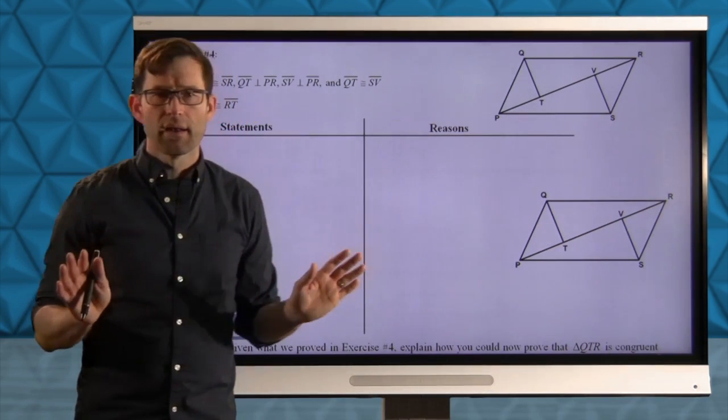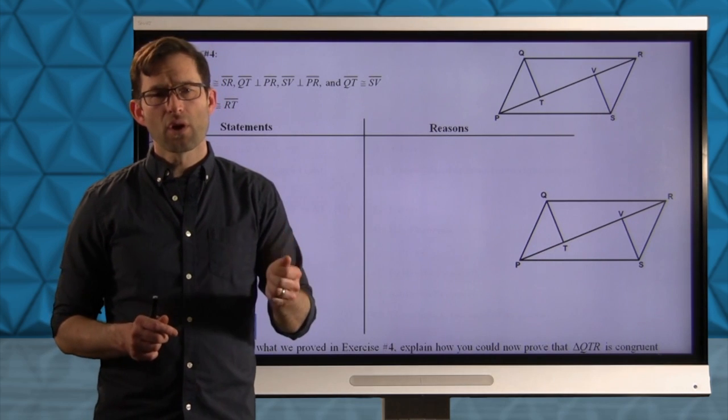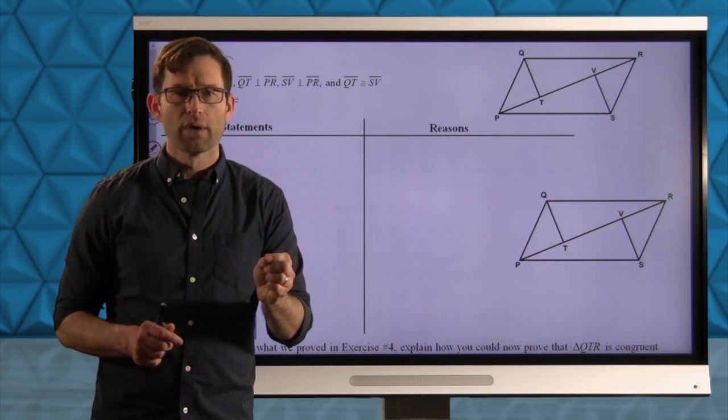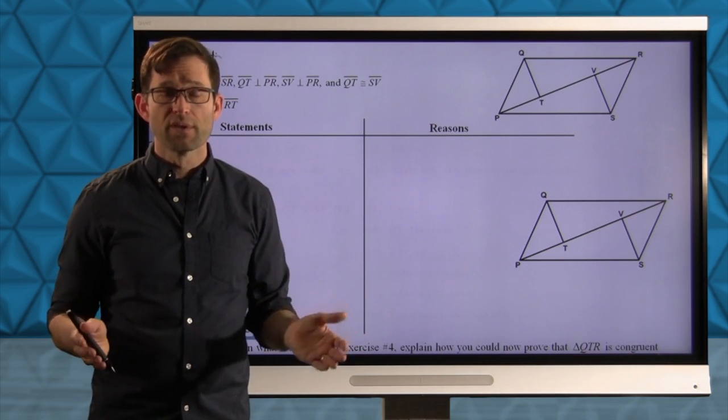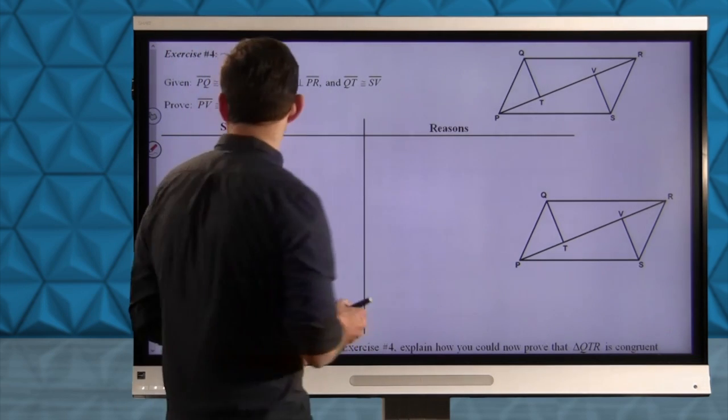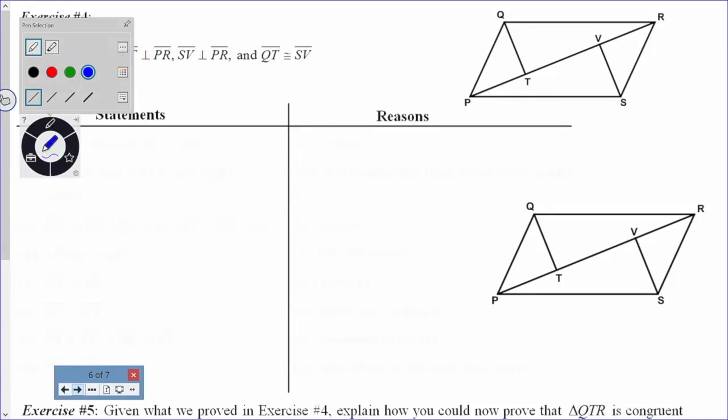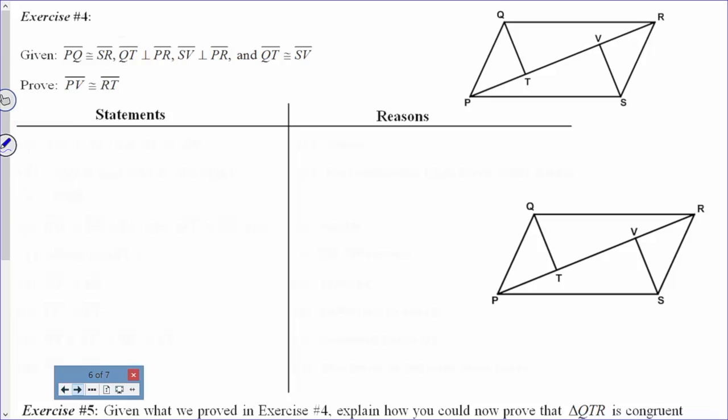Now, again, it's your choice. Either start with what you're trying to prove and really understand what you're trying to prove, not how to prove it, just what you're trying to prove, or start by marking up the givens. I'm going to start by marking up those givens. I'm going to do that again in blue, so let's get rid of that. We're told that PQ is congruent to SR, so this is congruent to that. We're told that QT is perpendicular to PR. That means that this is a right angle and this is a right angle. That SV is perpendicular to PR, so a right angle and a right angle.